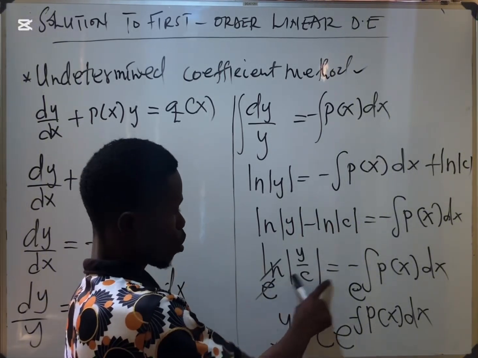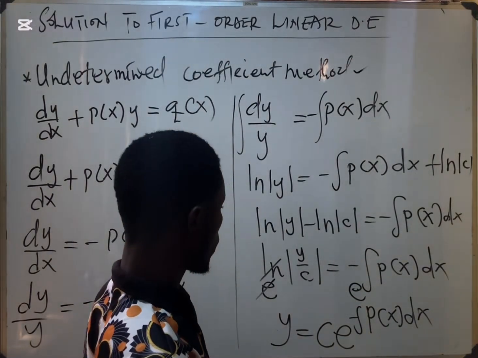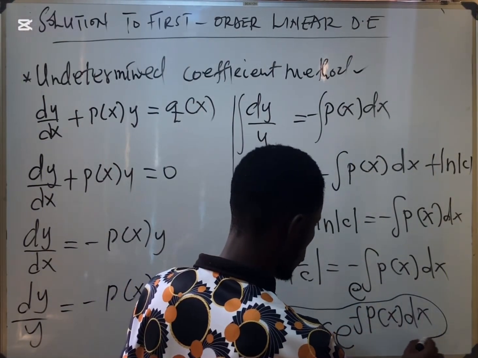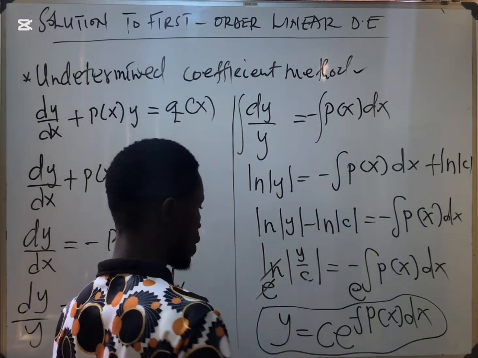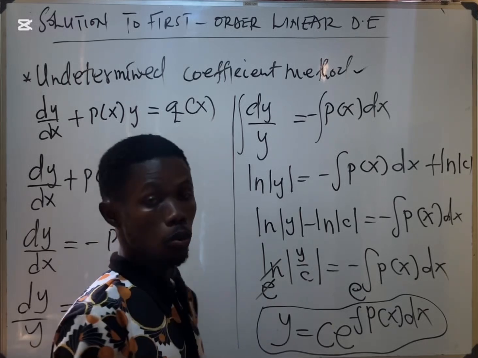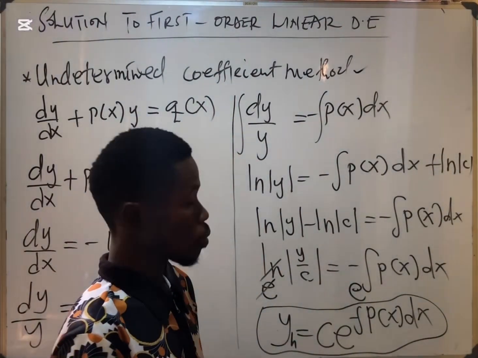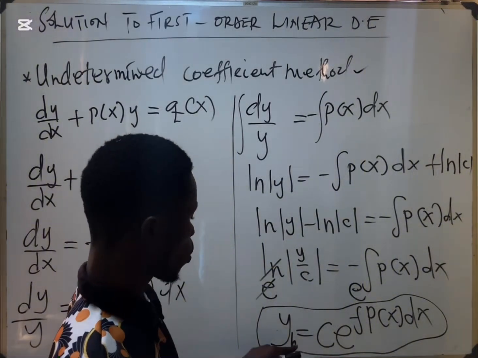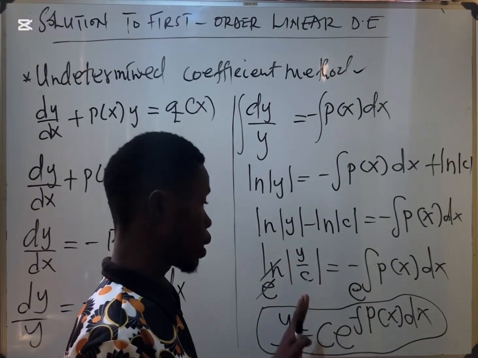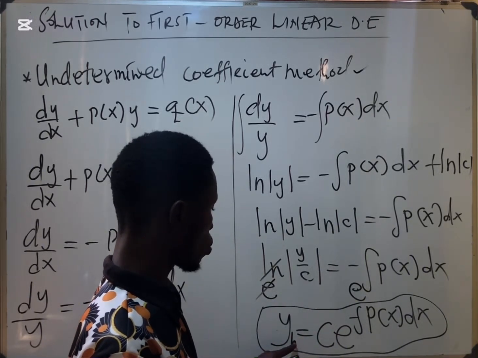If I do cross multiplication, this c will come and multiply this. That's what I've written there. Now, this one that I have here is the solution for the homogeneous. So let's attach h to this. Now that we have the solution for the homogeneous, or you can call it the general solution, I want to find the particular solution.